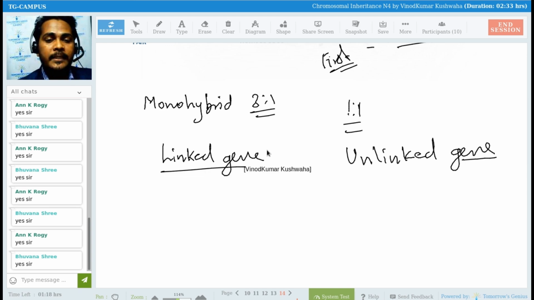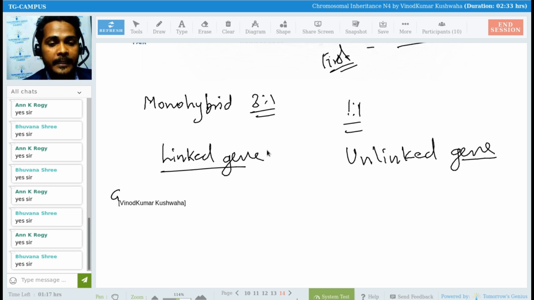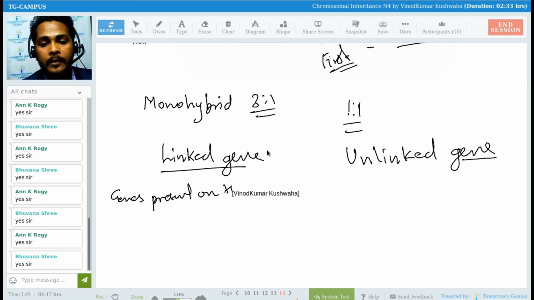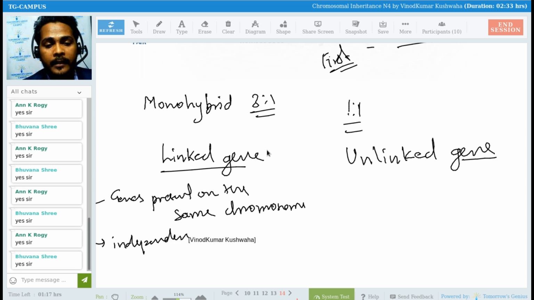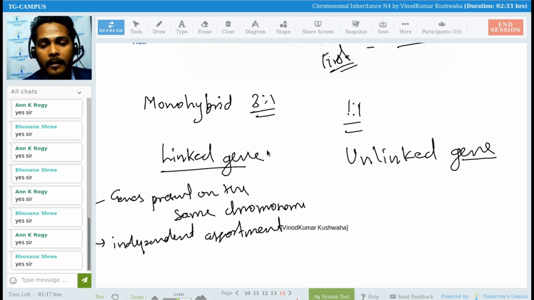Unlinked gene. Okay. So linked genes, what I said, are genes present on the same chromosome, and they do not show independent assortment. Even it is not showing the independent assortment, right?